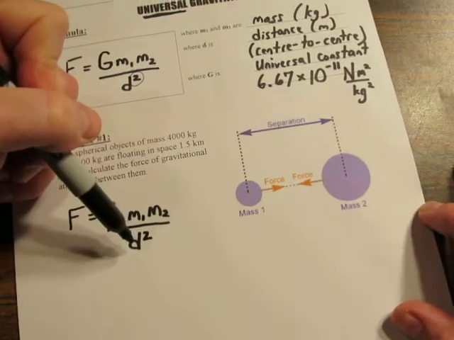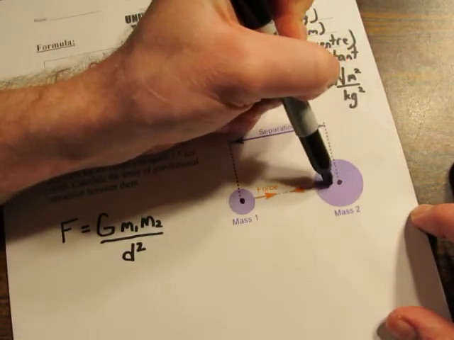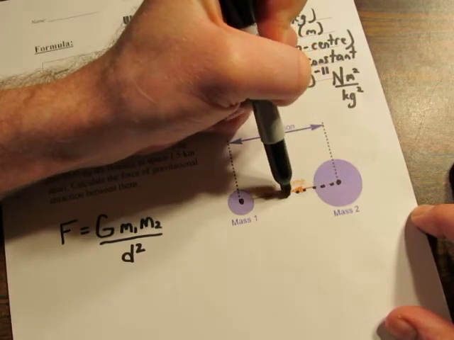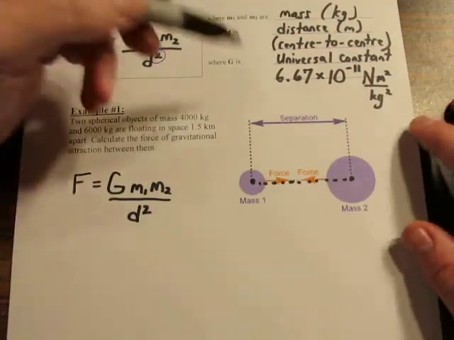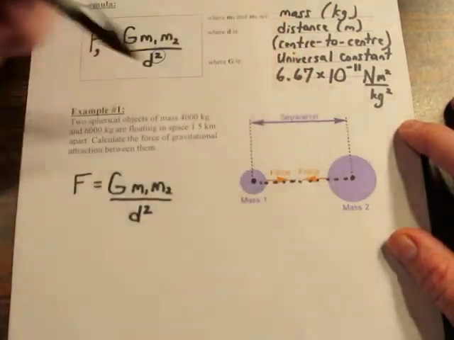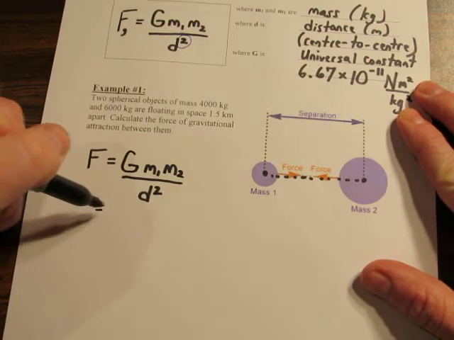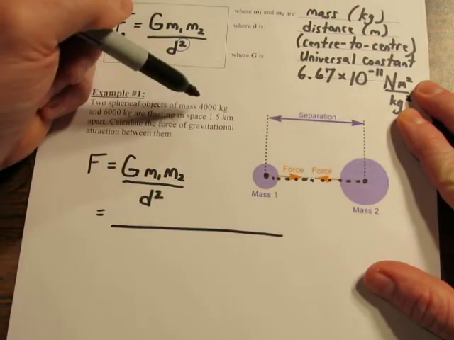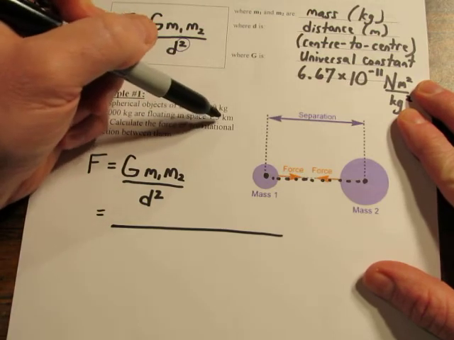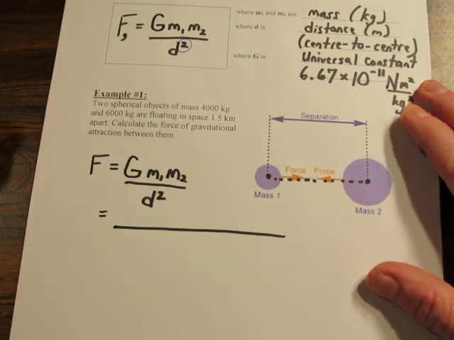And so that distance is going to be this. From the center of one to the center of the other, what's the distance between them? And in questions like this, that's the distance that's given. You don't have to worry about radiuses and things like that. So there are two masses in this question and a distance given. The masses are already in kilograms, but the distance isn't. It's 1.5 kilometers. So that's going to have to be adjusted.